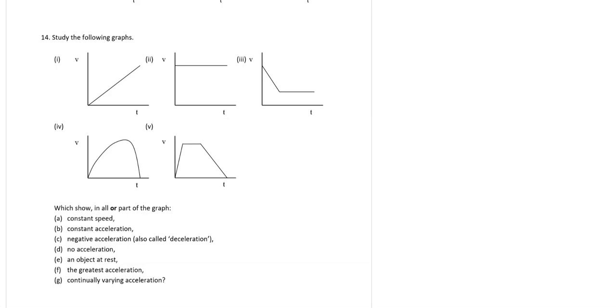Now it says which graph shows in all or part of the graph constant speed. Now, constant speed means that the speed doesn't change. As the time goes on, you would represent constant speed with a straight line. Okay, velocity remains constant at whatever value that may be on the y-axis. Now, we have straight lines in a couple of the graphs to indicate that at these points we have constant speed. So, constant speed is a straight line.